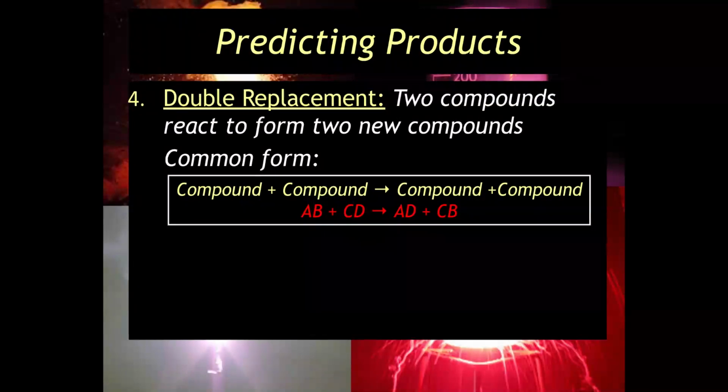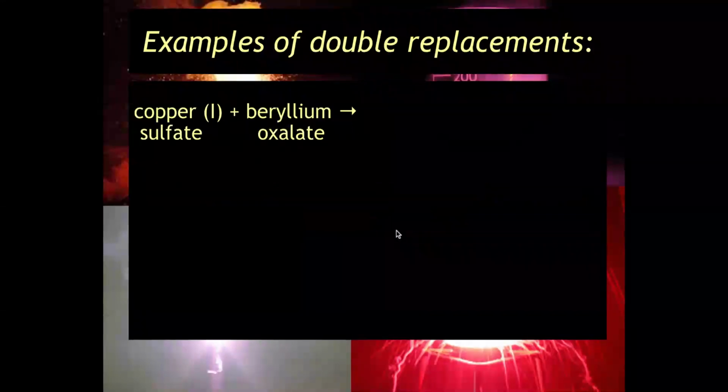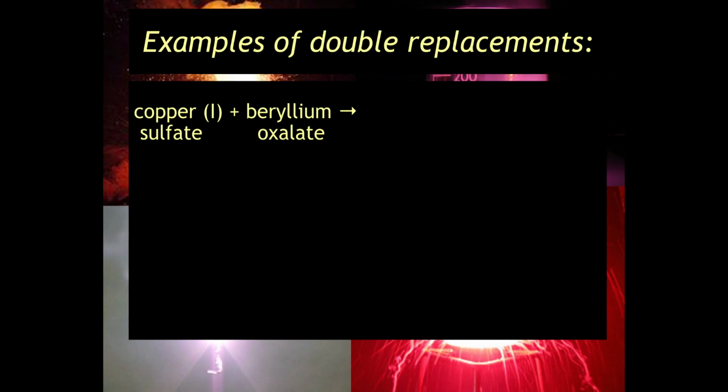So that's a double replacement. You have two things getting replaced now. You're just switching places between the B and the D here. Here's an example of a double replacement reaction. Copper sulfate plus beryllium oxalate yields what? Well, notice we've got two words plus two other words. So we've got a compound plus a compound.